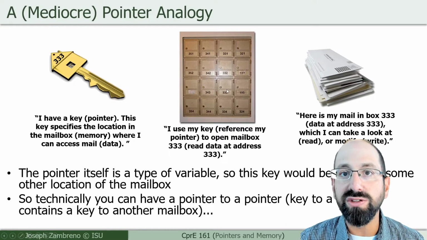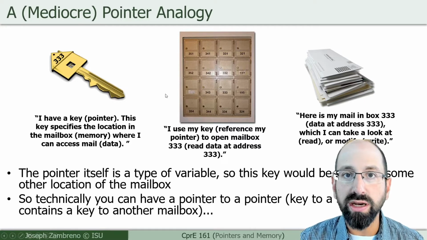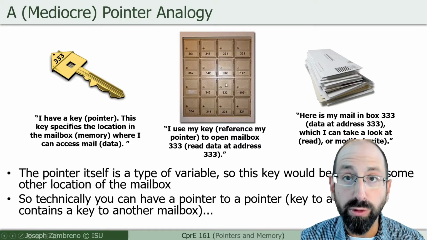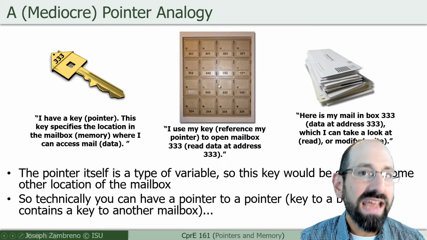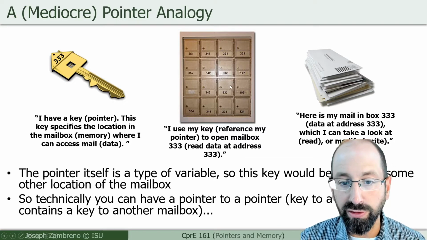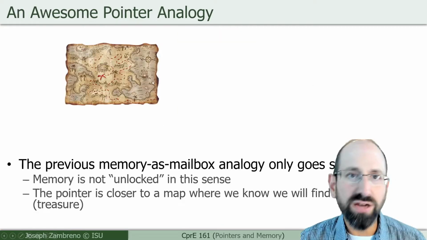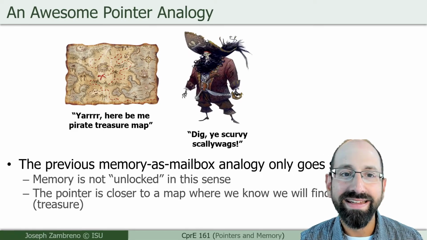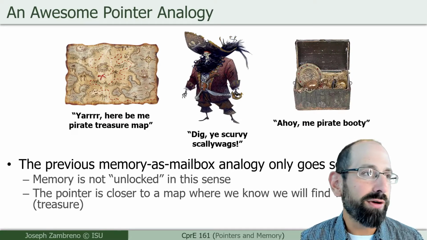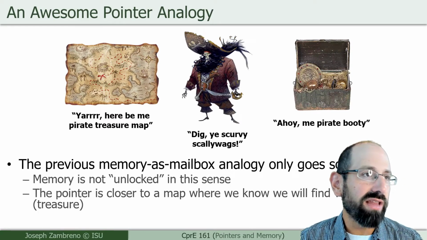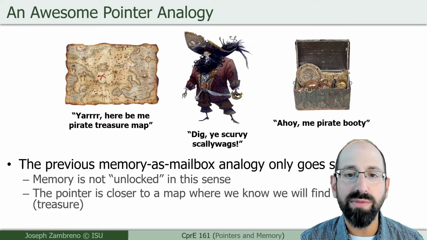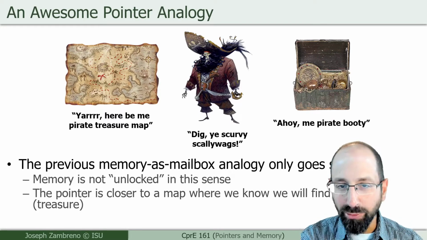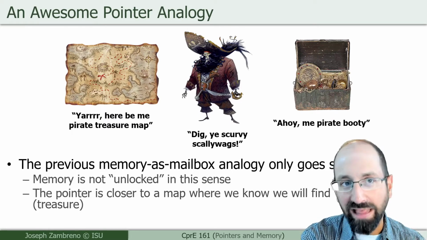That's what we're going to use to determine where our memory is, versus just a variable name, where before we had a person's name on the mailbox, and that's how we were accessing mailbox 333. Here's a slightly more awesome pointer analogy, closer to a map to our data. Pointers don't unlock things in memory. There's no locking or unlocking of locations in memory. So it's closer to a map. Our pointer is telling us where we will find valid data.